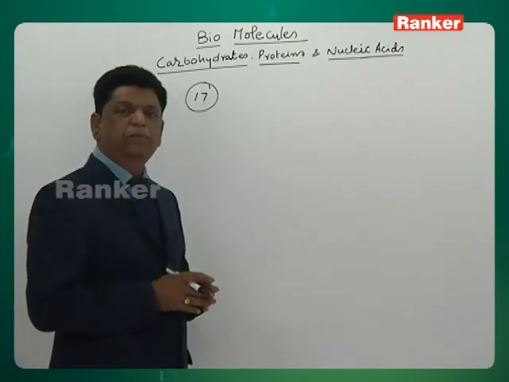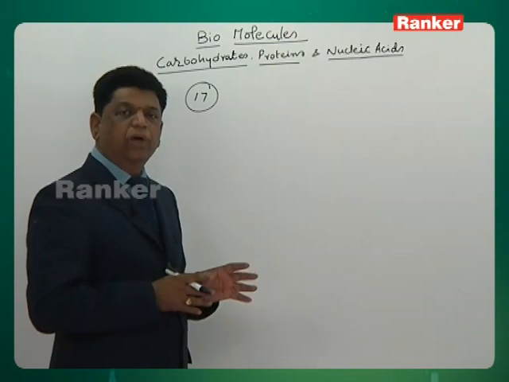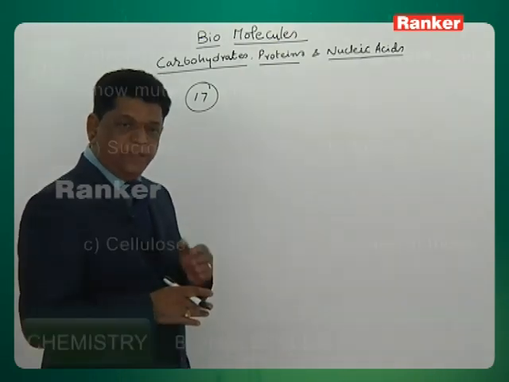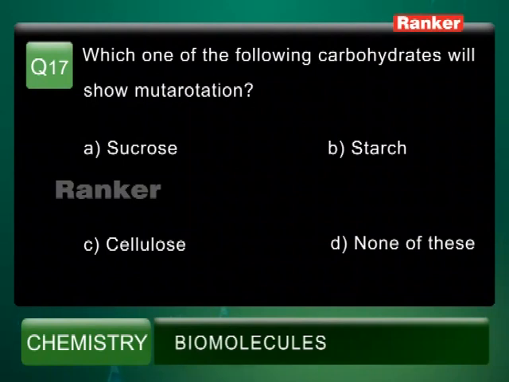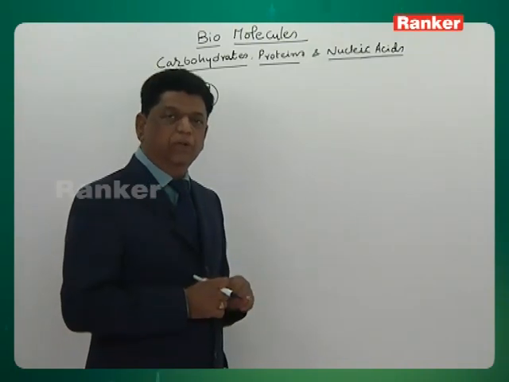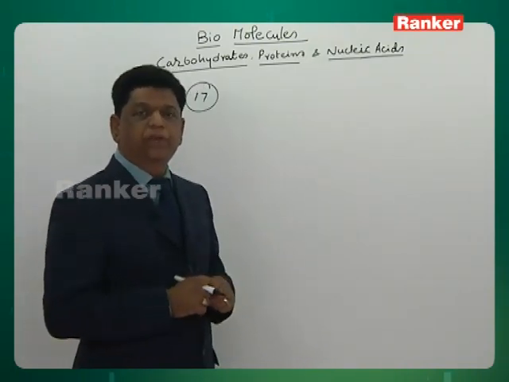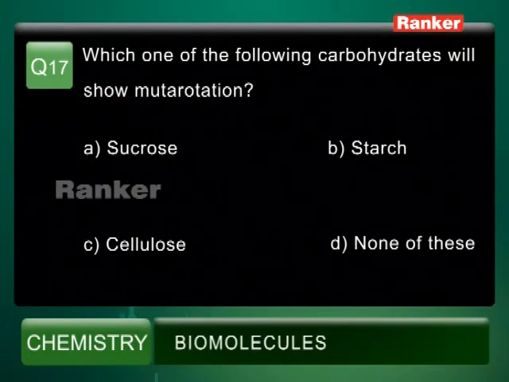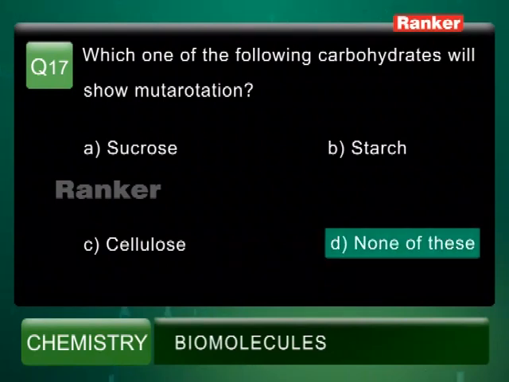This is generally possible only for carbohydrates in the form of monomers. So, in the examples given, option A sucrose is a disaccharide, B starch is a polysaccharide, C cellulose is a polysaccharide, so all these three compounds will not show this mutarotation. Only glucose shows this, all the monomers probably show this type of mutarotation, but no monomer is given. So, the option none of these is the right answer. So, answer D is the right answer.